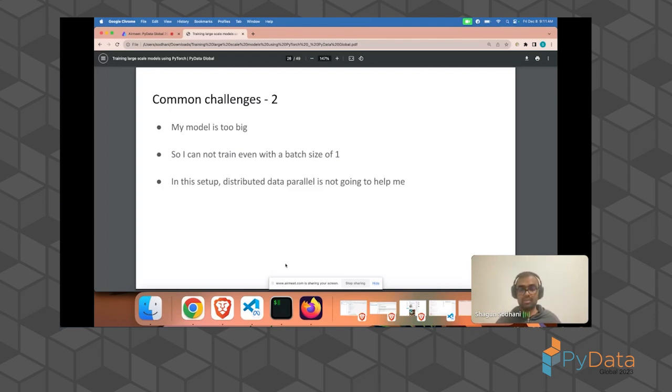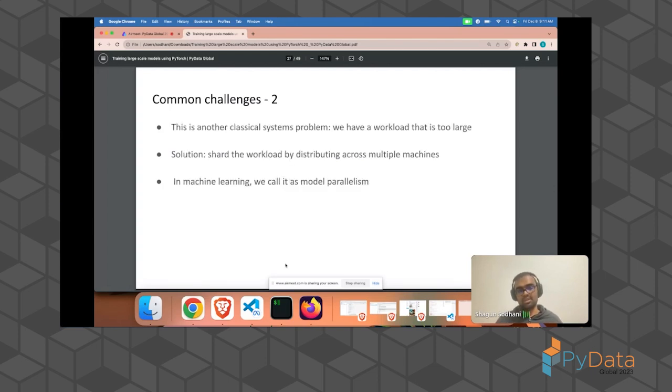Now, in a setup like this, distributed data parallel is not going to help me, because what distributed data parallel does is it allows me to increase the batch size. But for that, I should be able to load at least a batch size of one. Whereas in this case, I cannot even do that. So distributed data parallel is out of the way. We have to think of something else. Well, this is another classical systems problem. So we have a workload that we want to run, but this workload is very, very large to run.